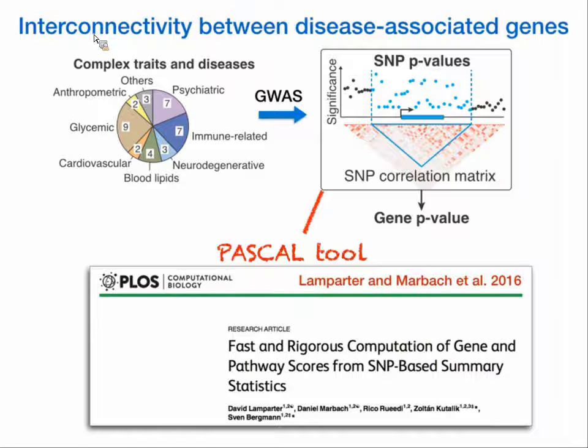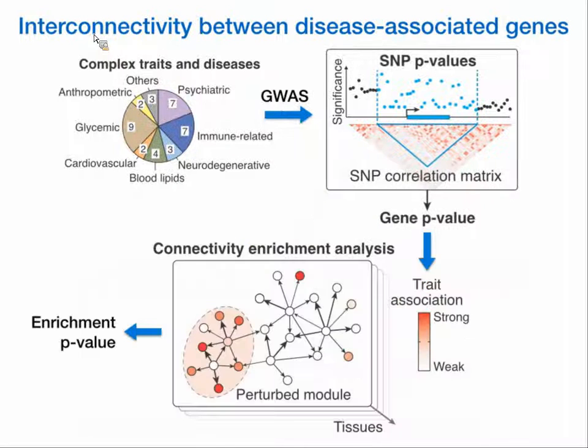And together we developed a nice software tool where you can easily run this analysis. So if you have to compute gene-level p-values from the GWAS data, this tool can easily do it. So just briefly, you have here the SNP p-values, so the genetic variants and their association to a given trait. And now we want to summarize this signal across a gene region. And the reason why this is difficult is because the SNPs are not independent, so they're correlated due to linkage disequilibrium, and this has to be taken into account in this type of analysis.